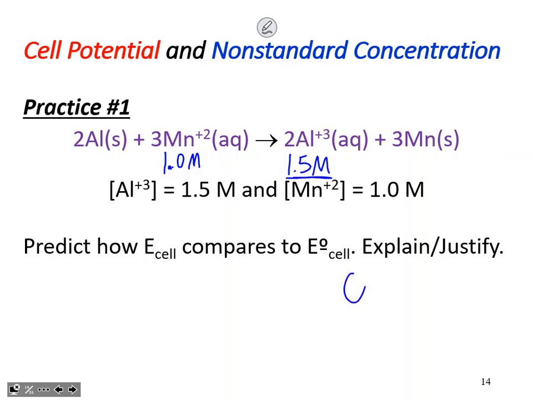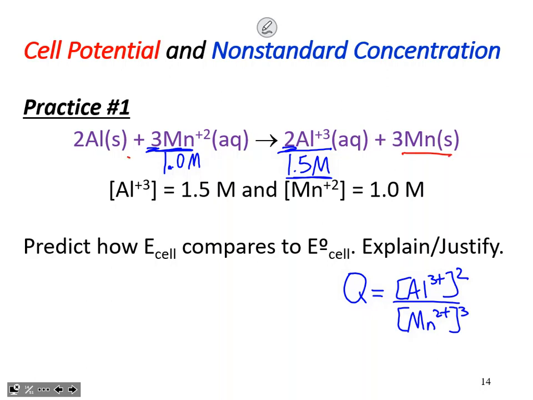Well, Q is going to be like the law of mass action for equilibrium. We do the products, so we would do the concentration of the aluminum ion raised to the 2nd power, because it has a 2 here, over our reactants. This one's raised to the 3rd power, so we have Mn2+ raised to the 3rd power. So this still follows regular equilibrium. Remember, we would not include manganese solid or aluminum solid because they're solids. They don't get included in the expression. But now that we have this set up, we can figure out what Q is.